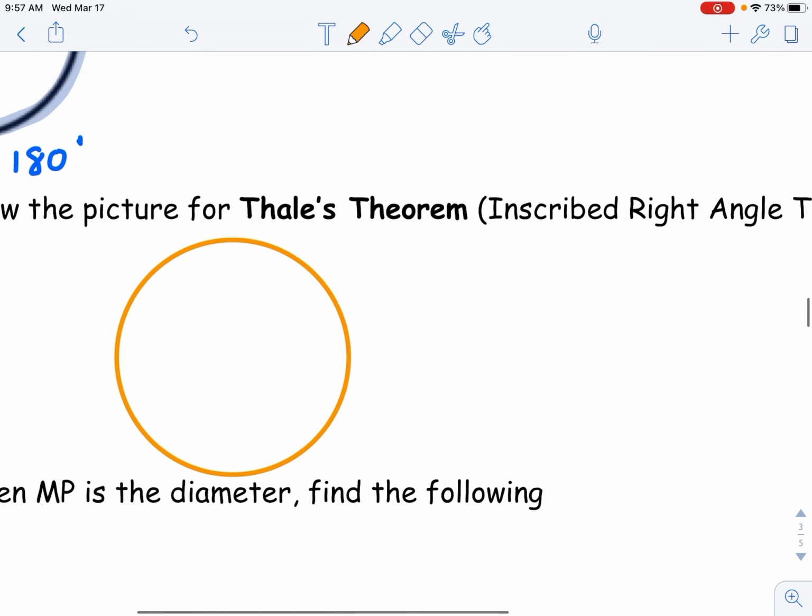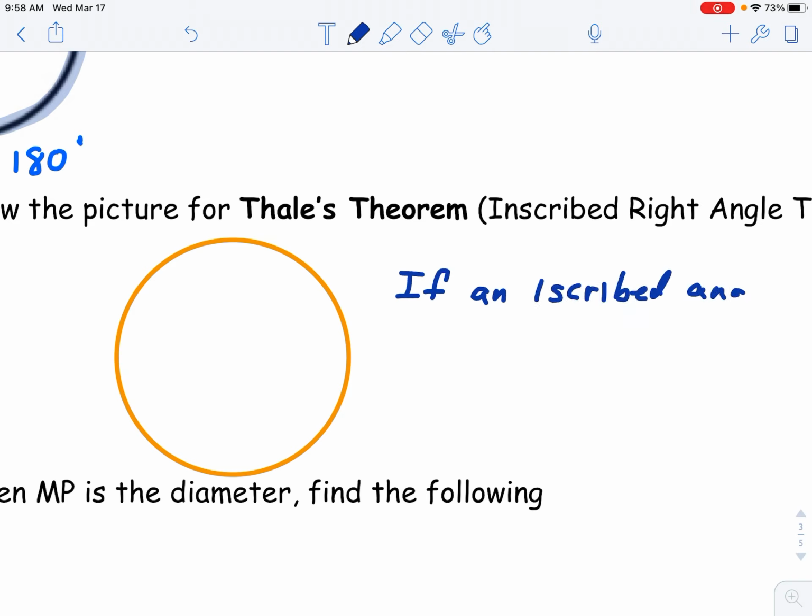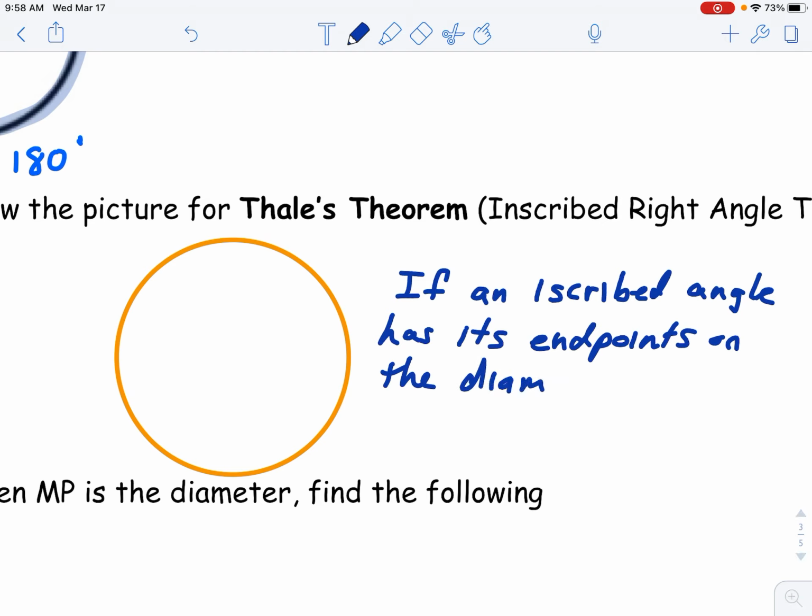And what it says is that if an inscribed angle has its endpoints on the diameter, then the angle is right.